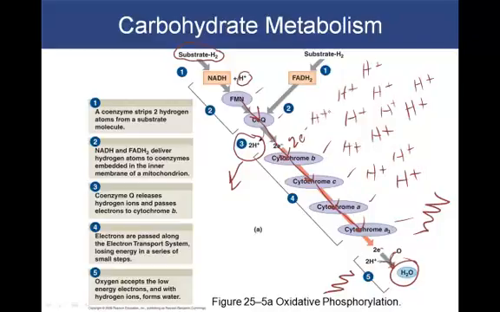And if you remember from lab, the idea of equilibrium, what this system wants is the same number of hydrogen ions on one side of the membrane as the other. So there's a tremendous amount of potential energy located here.